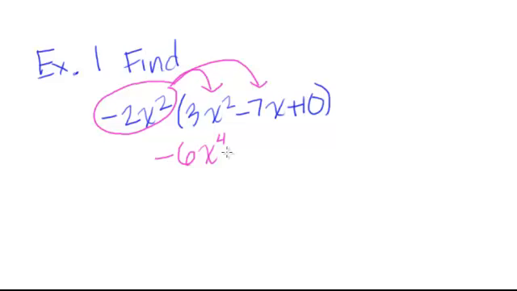Then we distribute negative 2x squared to that second term. Negative times a negative becomes a positive. 2x squared times 7x, remember this is to the first, there's an invisible 1. Negative 2x squared times negative 7x becomes positive 14x to the third. Then I distribute negative 2x squared times 10. Negative times a positive is a negative, and 2x squared times 10 is 20x squared.